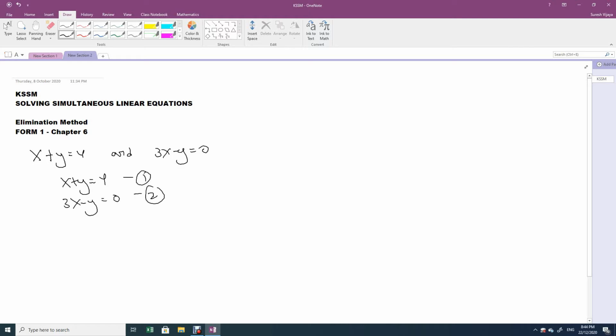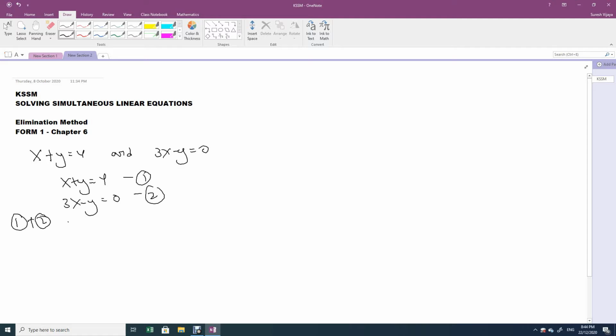So now we are using an elimination method to solve this. To use the elimination method, we need to eliminate one of the variables from equation 1 and 2. In this case, the easiest is to eliminate the variable y, because y has the same coefficient but the sign is different. One is positive and one is negative. So whenever you have a positive and negative sign, you will need to add up both equations, 1 plus 2.